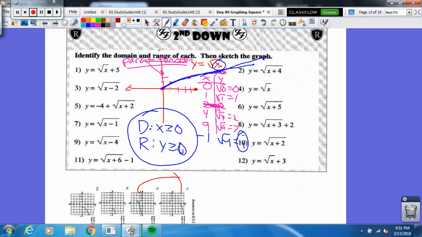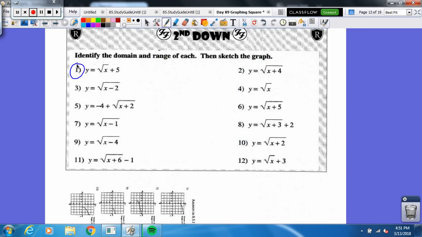Alright, let's try one right here. Let's try number 1. So how am I shifting my parent function? Sketch this graph in your notes. We're doing domain and range of each. So this is the parent function right here, y equals radical x. How are we shifting it when I'm adding 5? It's the same thing as when we were doing parabolas. That goes up 1, 2, 3, 4, 5. And then I'm going to draw it again.